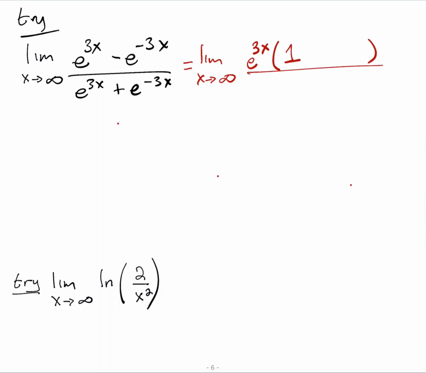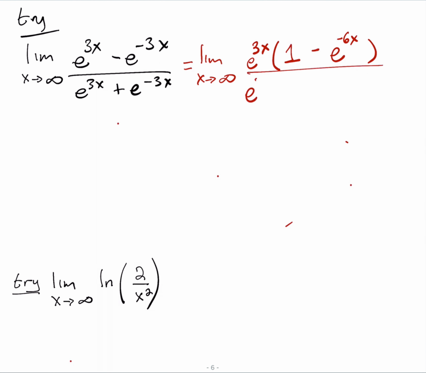Well, here I have a 1 minus, this is usually a problem, e to the negative 6x, right? Because what happens when you multiply e to the 3x times e to the minus 6x? What do you do with the exponents? You add them, right? So 3x plus negative 6x equals minus 3x.